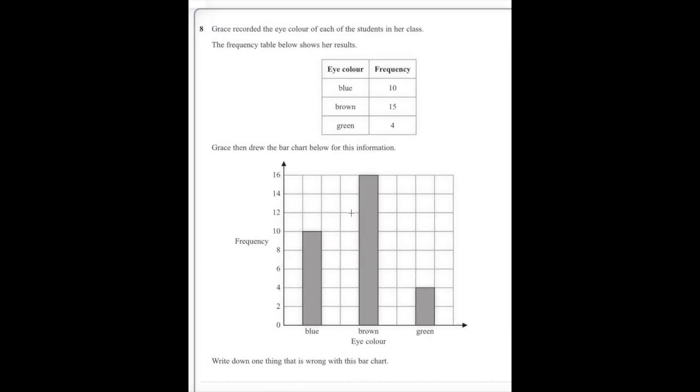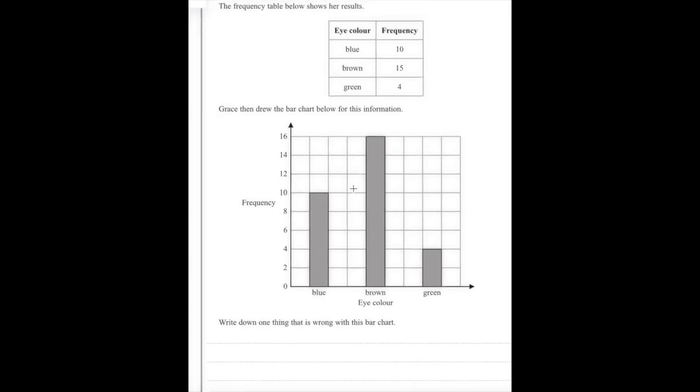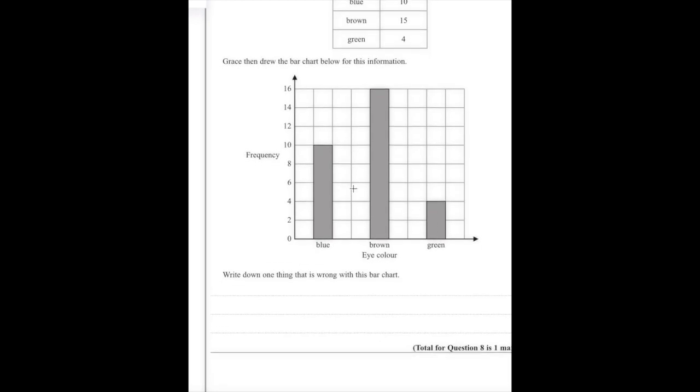Okay, the next question. Grace recorded the eye colour of each of the students in a class. The frequency is below. So blue is 10, brown is 15, green is 4. So this is the bar chart. Write down something that's wrong. So there's something that's wrong with this.